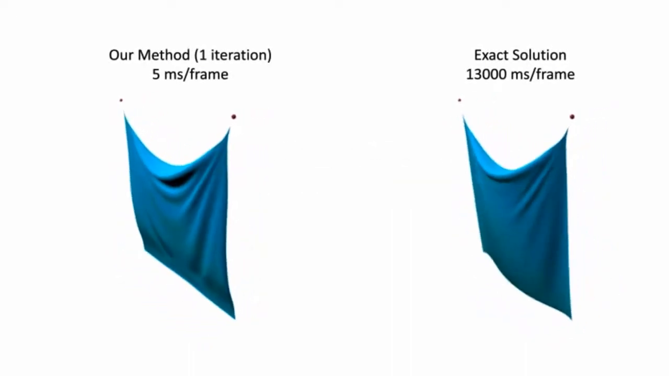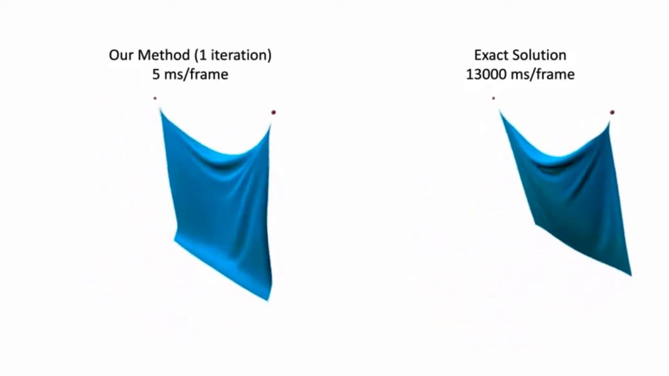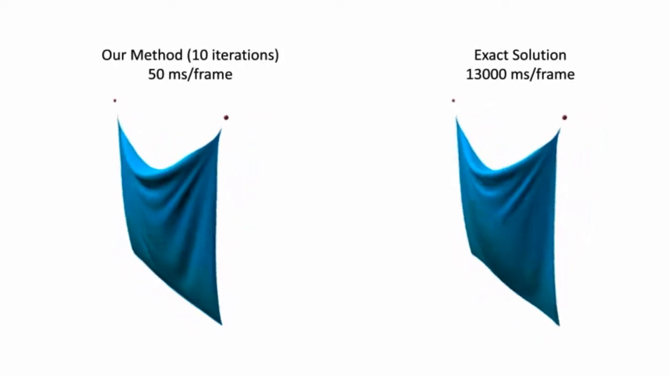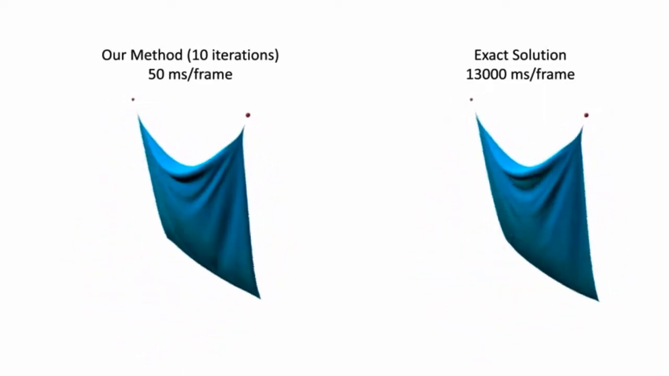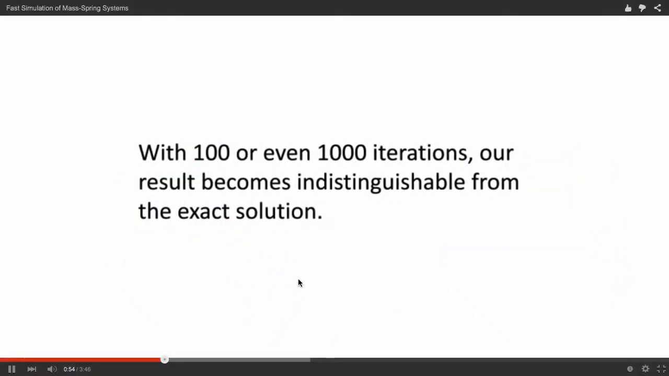This is doing just one iteration of local global per frame. And it's certainly far from the exact solution, but it's already doing something much more reasonable than explicit Euler would be doing, right? It's not exploding or anything. It's even doing something much more reasonable than PBD would be doing. I guess this is a good point. You know what? You can watch this on your own. This is on YouTube after all.